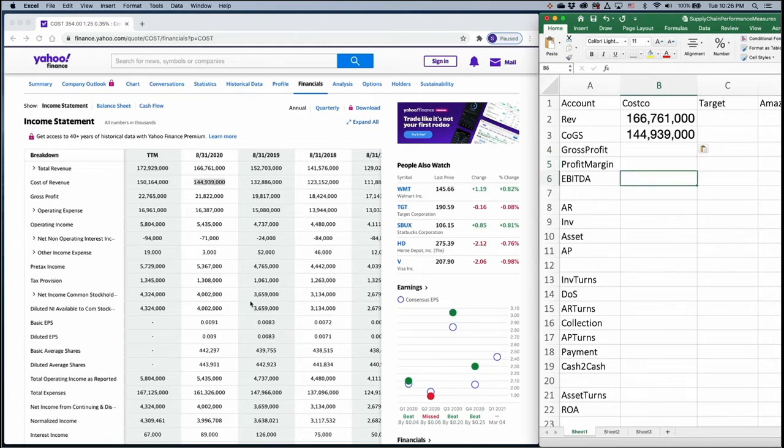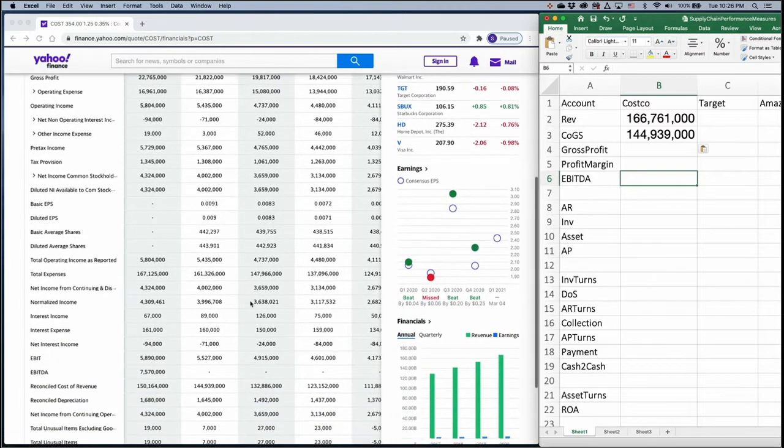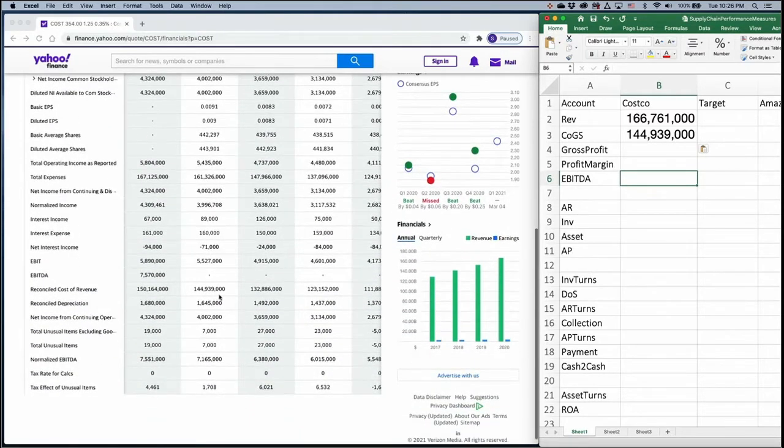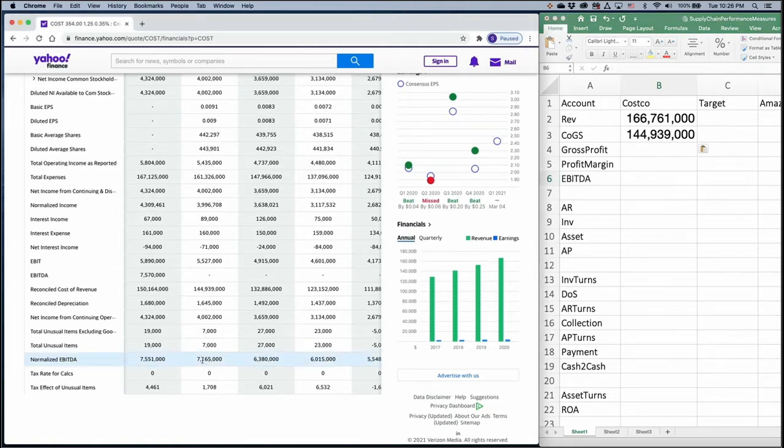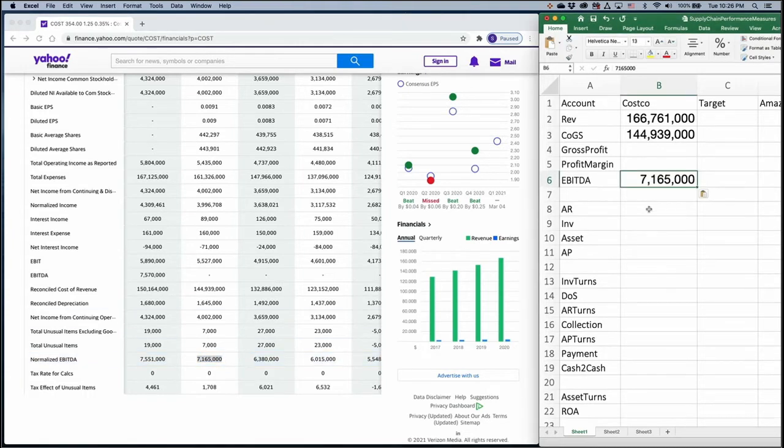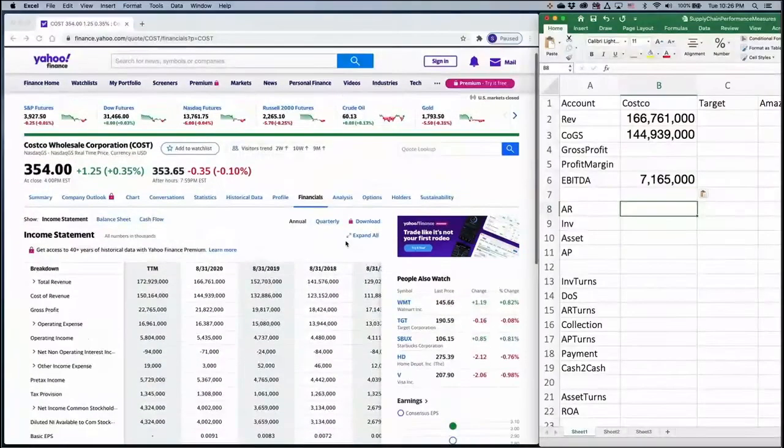Also EBITDA, earnings before interest, tax, depreciation and amortization. So here you can find the EBITDA, but this column is blank. However, you have normalized EBITDA, so we can add this EBITDA number here. And now these are income statement accounts, and now you have to copy balance sheet accounts.